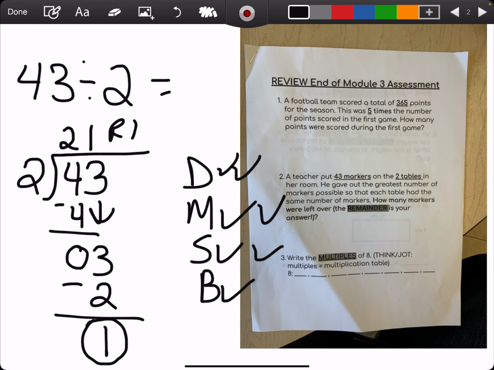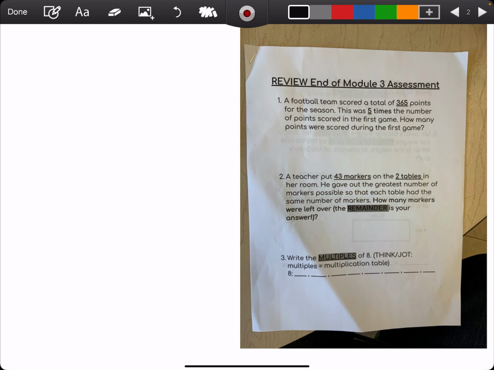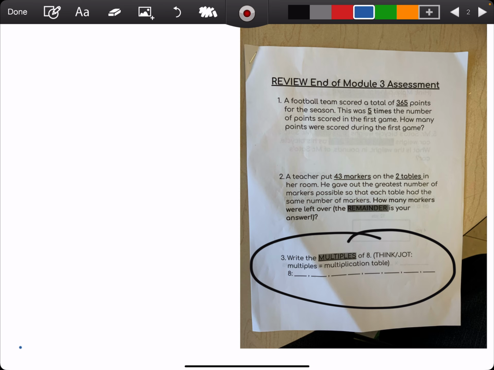but I'm going to go on to the next question, which is number 3. Write the multiples of 8. Think jot multiples. Multiples is your multiplication table. You're counting by the number when you're finding the multiples. So here's 8. We know 8's not the friendliest of numbers, but we have been working on this for so long that if you were having trouble with the 8 times table, you should have been practicing that by now. But you'll see each blank space over here, you're going to put a multiple. So I need 1, 2, 3, 4, 5, 6, 7, 8.